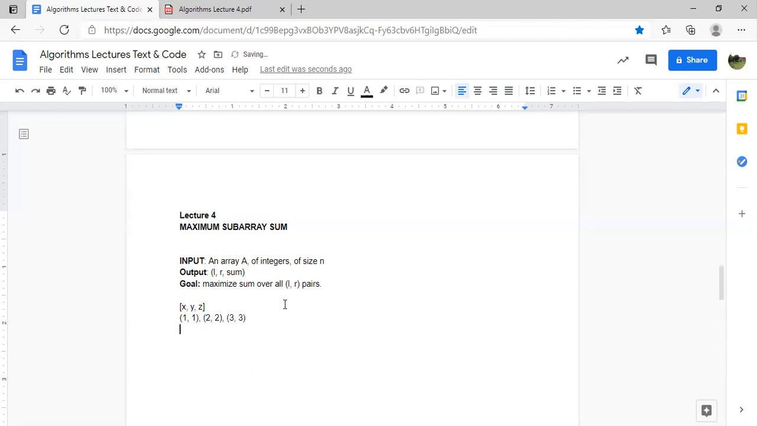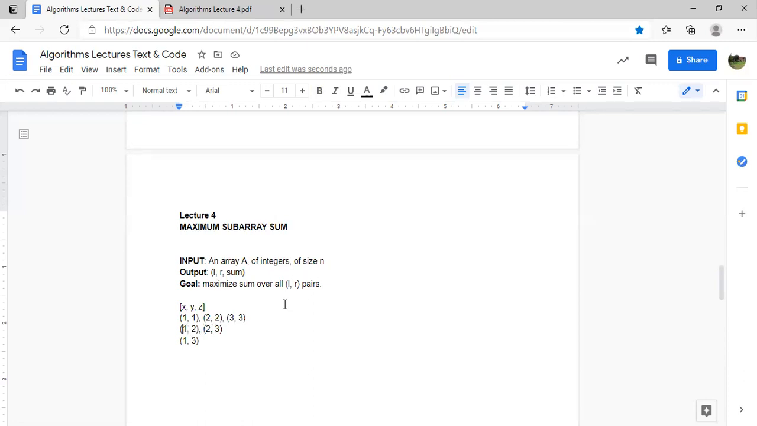Okay, there are all these subarrays. And then there are these size 2 subarrays. Okay. And then there is one size 3 subarray in this case. So basically we're going over all LR pairs with obviously L less than or equal to R. I mean, checking 3, 2 makes no sense.